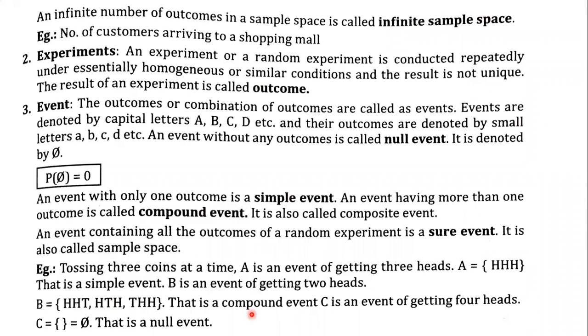And finally, for the null event, C is an event of getting 4 heads. Now, when we are tossing 3 coins, can we get 4 heads? There are only 3 coins and you should get only 3 heads. You cannot get 4 heads. So that is a null event where there is no outcome. Since there are no 4 coins, you cannot have 4 heads, and that cannot be an event. So there is no outcome for that event, then it is called a null event.